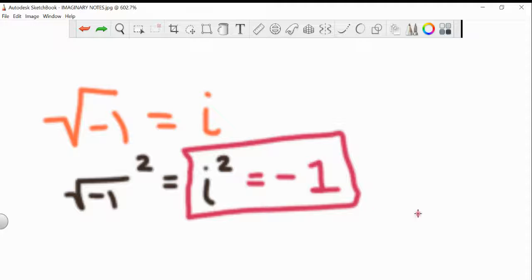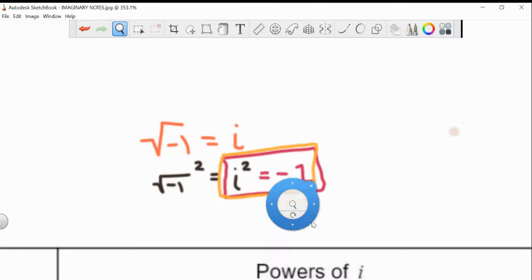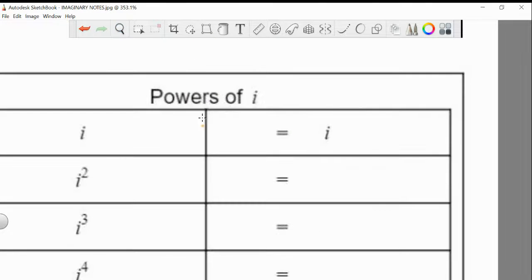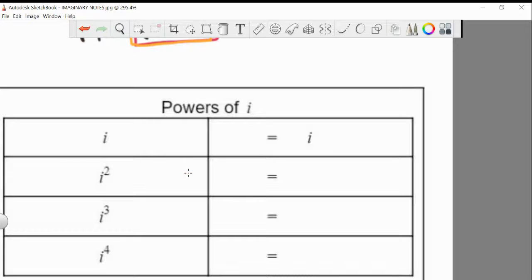i squared equals -1. If you have to memorize anything this week, it's this right here. i squared equals -1. This is our key that's going to get us out of the imaginary land once we go into it. So on our little table here, we definitely want to make a table like this. i squared is -1.